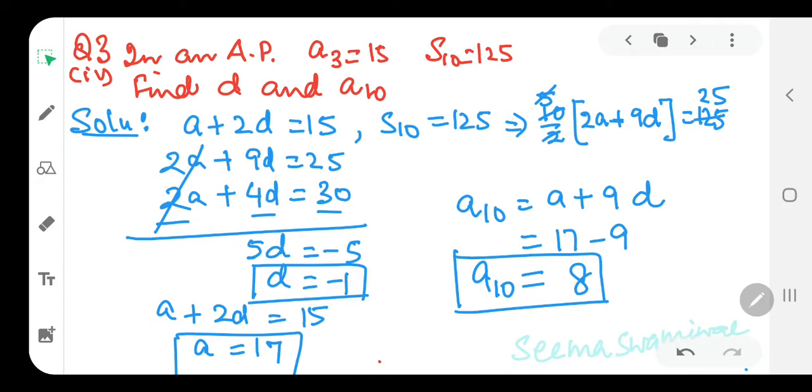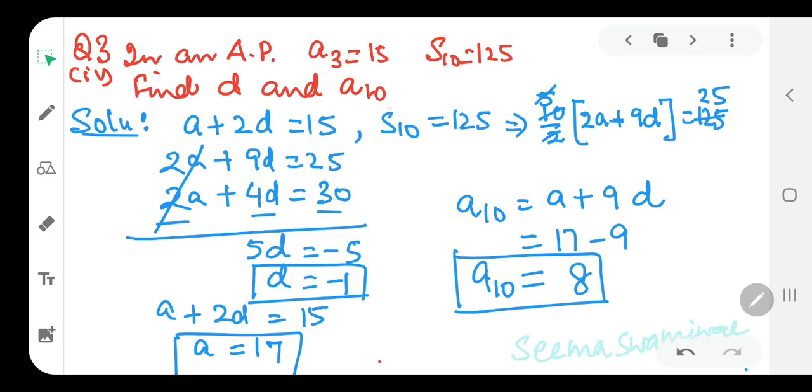Now let's do the next question. Question number 3. In an AP, a3 is 15 and S10 is given 125. He wants us to find out d and the 10th term of the AP. Now you are given the third term is equal to 15. a3 can be written as a plus 2d equal to 15. And S10 is given equal to 125.